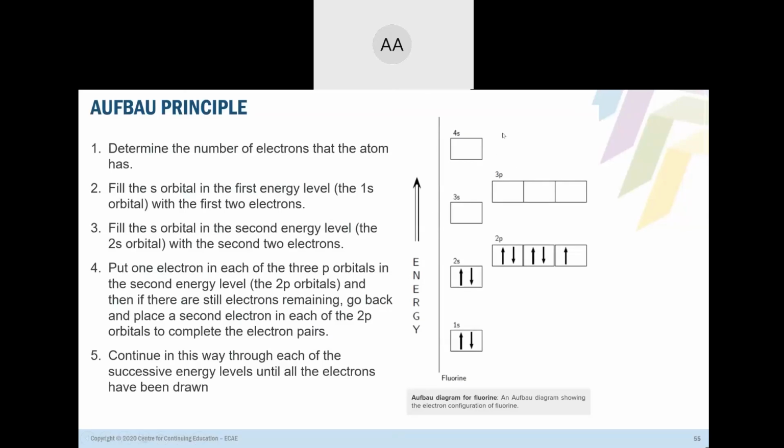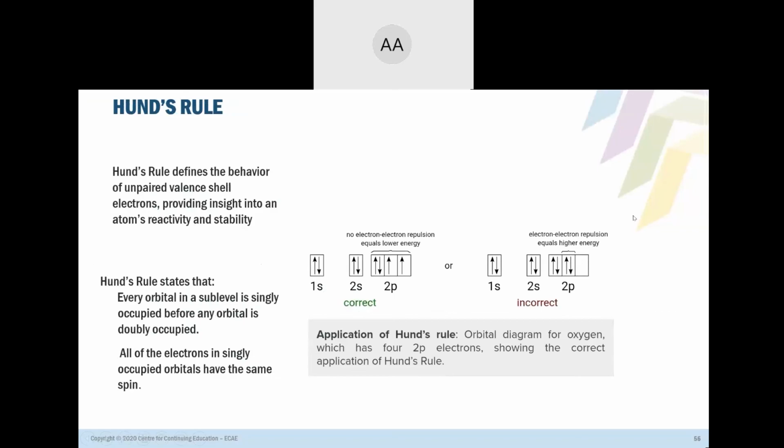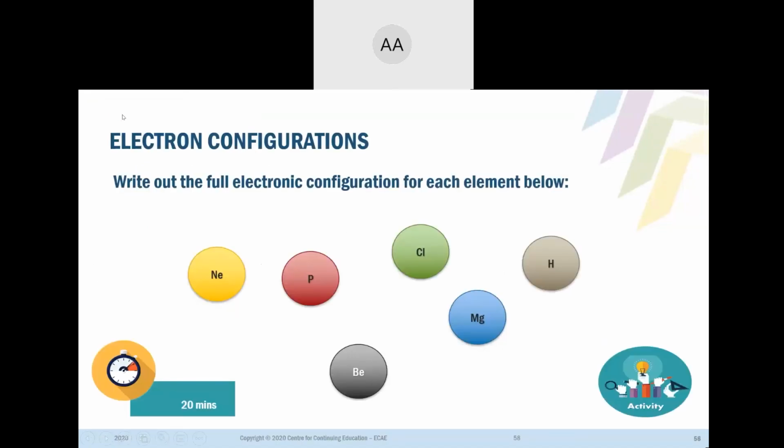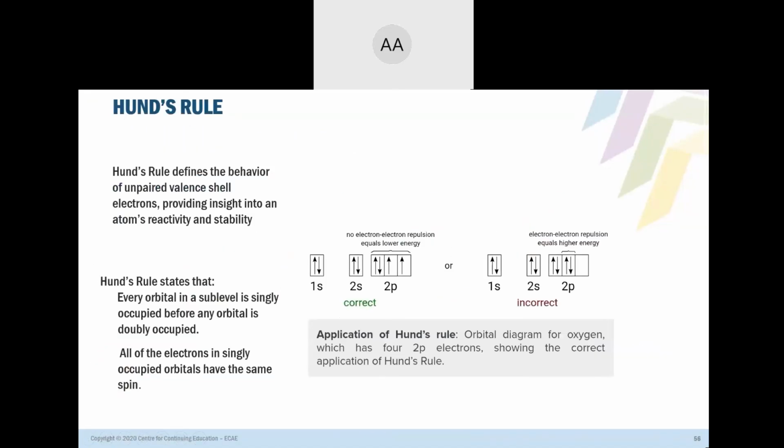Okay, so that was a very good activity, and we looked at using the Aufbau principle, a nice and simple way of depicting the electron configuration of an atom. Now what we'll add into that is Hund's rule, if you may. So Hund's rule defines the behavior of unpaired valence electrons. Okay, so unpaired valence shell electrons, very important, because, as we all know, an unpaired electron provides insight into the atom's reactivity and stability.